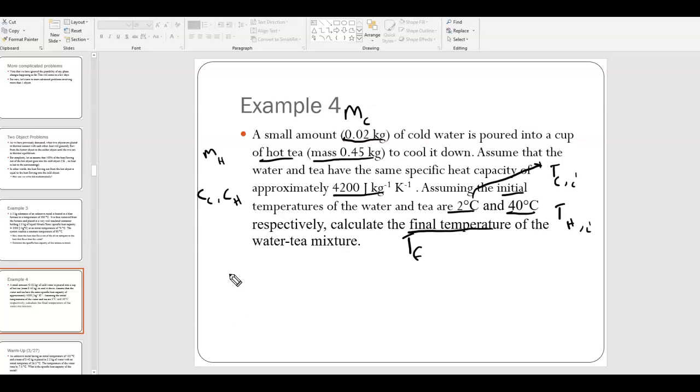Okay, so this is a two-object problem. You can always spot a two-object problem because, well, there's two objects, in this case the cold water and the hot tea. So we're going to be using our equation, Q in equals minus Q out. Okay, so take a look at that, make sure you have everything written down, and I'm going to switch over and solve this on a different screen.